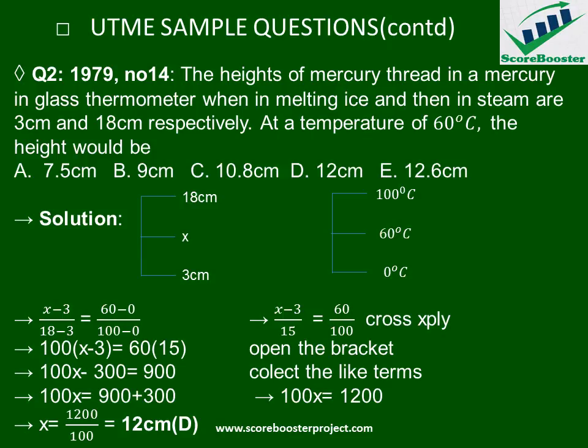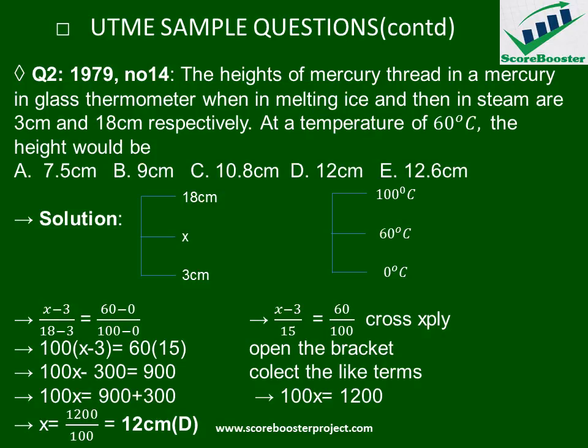The next question comes from 1979, number 14, and the question goes thus: the heights of a mercury thread in a mercury-in-glass thermometer when in melting ice and then in steam are 3 cm and 18 cm respectively. At a temperature of 60 degrees Celsius, the height will be dash. Option A is 7.5 cm, option B is 9 cm, option C is 10.8 cm, option D is 12 cm, option E is 12.6 cm.